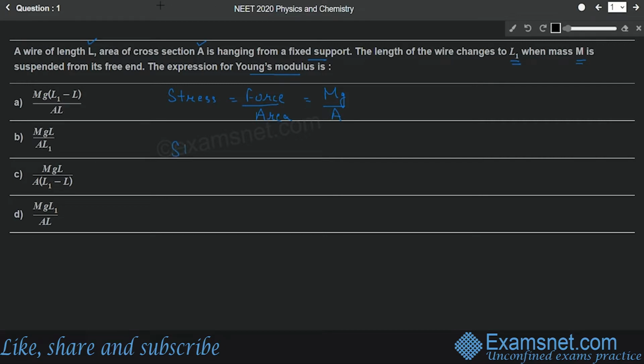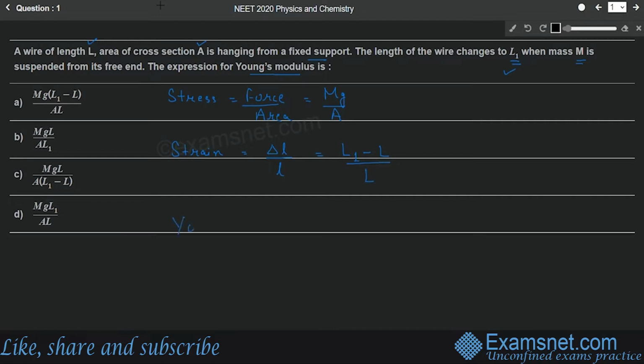Now we'll find out the strain. Strain will be equal to change in length divided by initial length. So change in length is what? Final length minus initial length. Final length is L1 according to this question, minus initial length capital L, and divided by initial length L. So this is the strain.